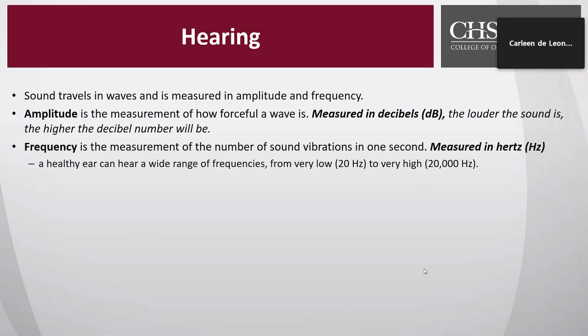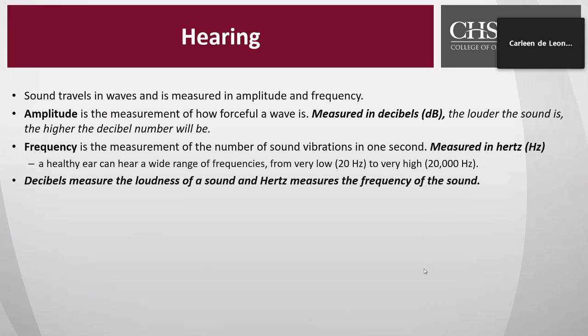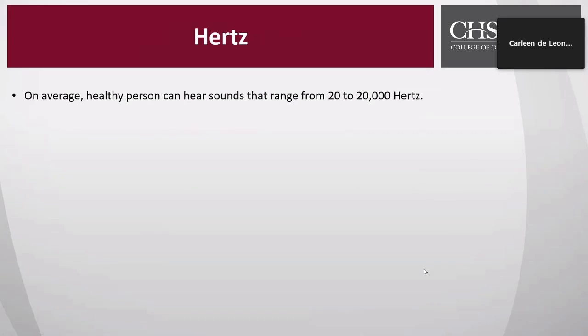A healthy ear can hear a wide range of frequencies, as low as 20 hertz to up to 20,000 hertz. The takeaway from this is that decibels measure the loudness of a sound, and hertz measures the frequency of the sound. Again, a person with normal hearing can hear 20 to 20,000 hertz. So 8,000 hertz can be easily heard by everyone with normal hearing.